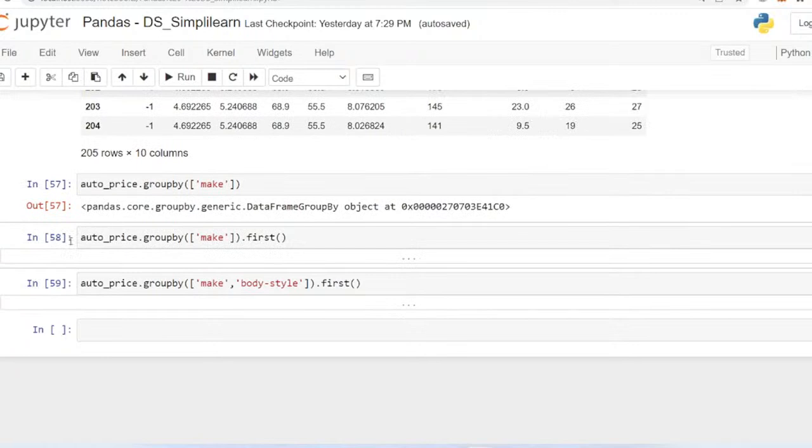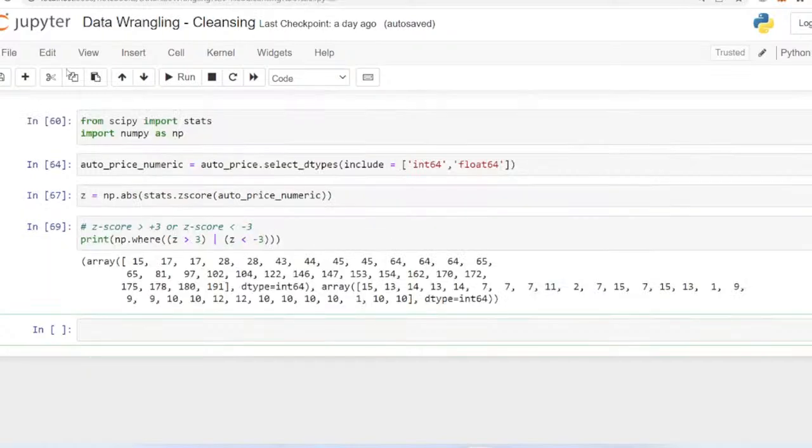It's better if you can paste them in the pandas part, the package that we have used yesterday. If not, then you can continue in the same data wrangling section, and that's what the cleansing part is all about.